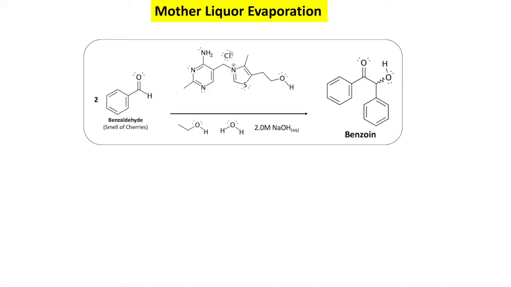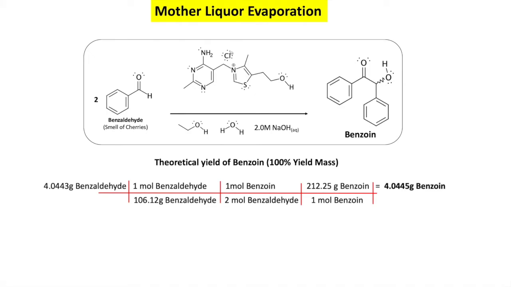So let's see what this means, this mother liquor evaporation. So here's our overall reaction again. Let's calculate the theoretical yield of benzoin we should get. This is actually me doing part of your reaction table. I calculated this much benzaldehyde was added to the reaction flask, a little over 4 grams, and then I convert the grams of benzaldehyde to moles, and then I see that there's 1 mole of benzoin produced from 2 moles of benzaldehyde. Then I convert the moles of benzoin to the grams of benzoin. So this is our theoretical yield of benzoin that we could possibly make at 100% yield.